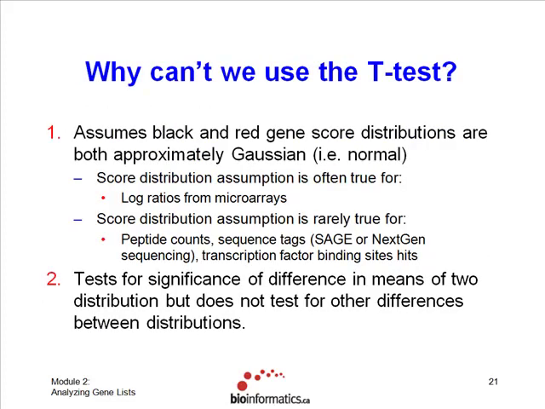So why can't we just use that test? Well, there's an assumption that's implicit in the t-test, that the two distributions are bell-shaped. And there are lots of situations in which these distributions aren't going to be bell-shaped, so you want something that's a little robust to those sorts of changes. The other problem is, as I said before, it tests for differences in the means of the two distributions, but doesn't test for arbitrary differences between the distributions.